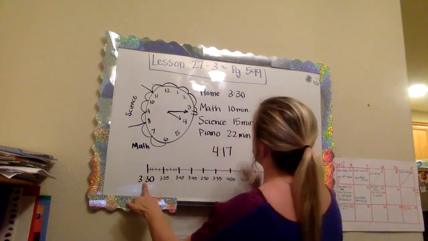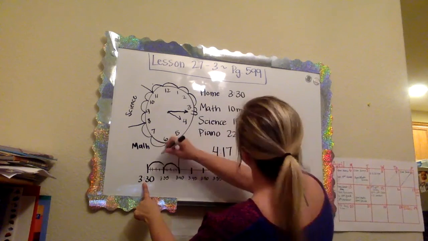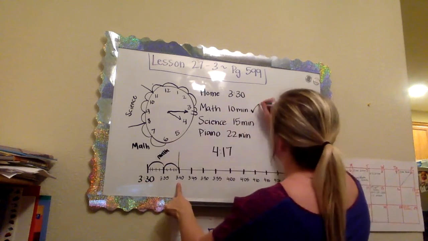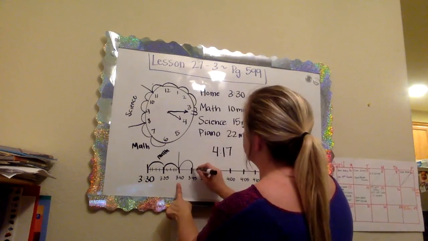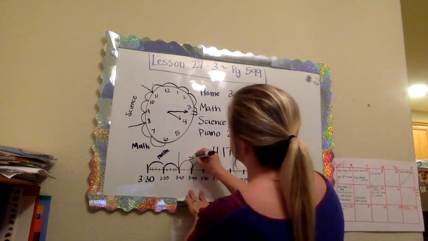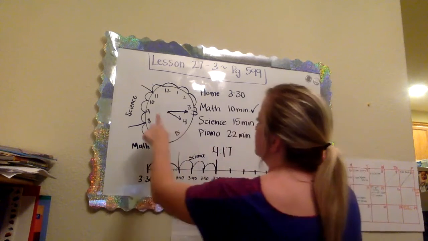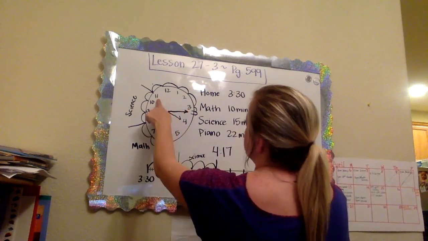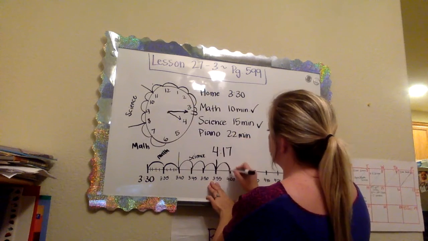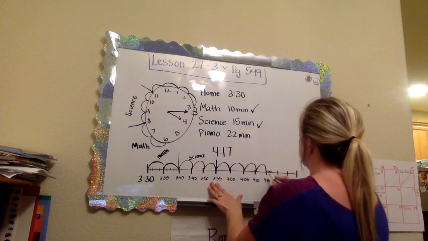So I'm going to start out at 3:30 and I'm going to jump 5, 10 minutes. This is math. All right, cross it off. Science, 15 minutes. 5, 10, 15. Check. This is science. Now, if I look, I'm at 3:55. Good, I'm doing great. Now I'm going to jump 22 minutes. 5, 10, 15, 20, 21, 22.